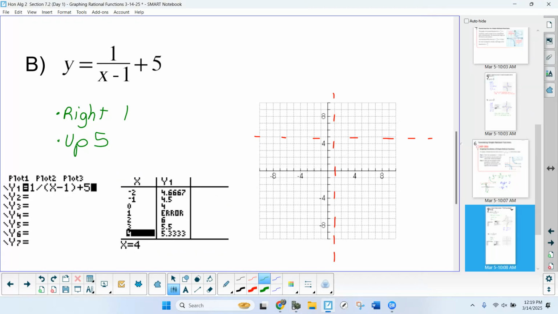And now I'm going to plot my points. At -2, I have 4.67. At -1, I have 4.5. And at 0, I have 4. Boy, that's really kind of flat, isn't it? But that's okay. It goes like that. And then over here at 2, I'm up here at 6. At 3, I'm at 5.5, and at 4, I'm at 5 1/3. So again, this piece goes like this.